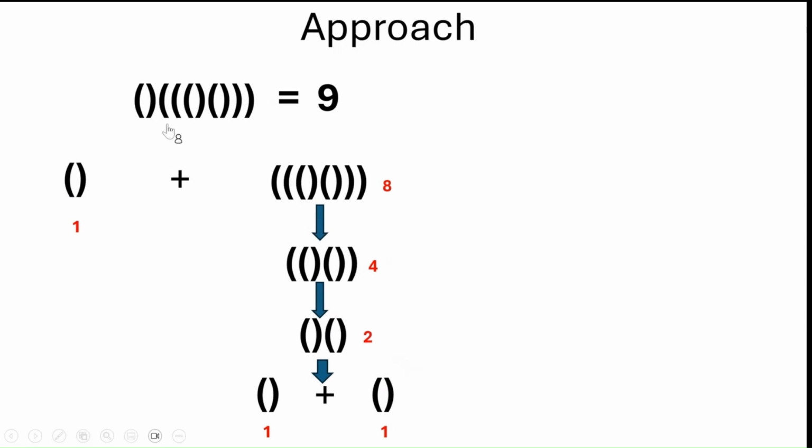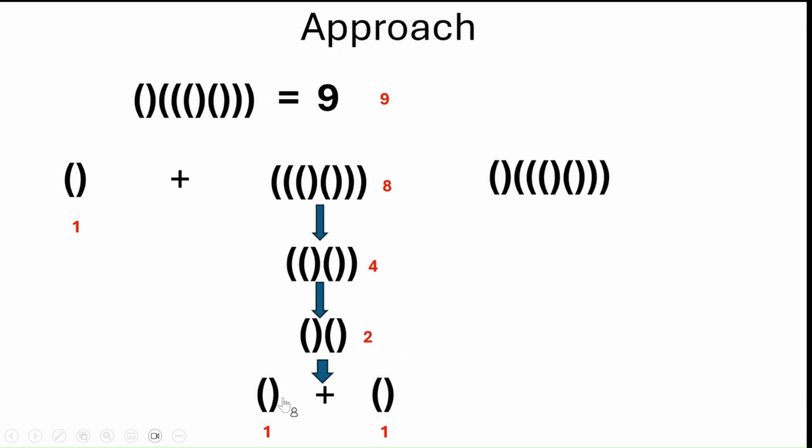Now to get the score for the overall string, it is the combination of this string and this string. The score for this string is 1 and the score for this string we got is 8. So we came from the lowest, smallest unit, and then we came to the score of 8 for this string. So 1 plus 8 is 9. So we got the overall score for this input string, 9, by dividing that string into valid substrings, which are valid parenthesis strings only, till the smallest unit, which is empty parenthesis.